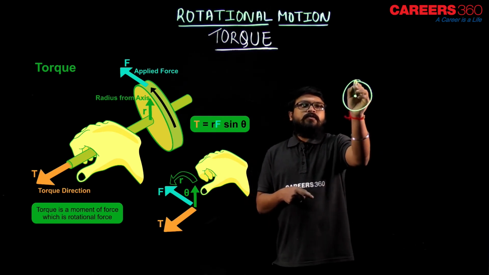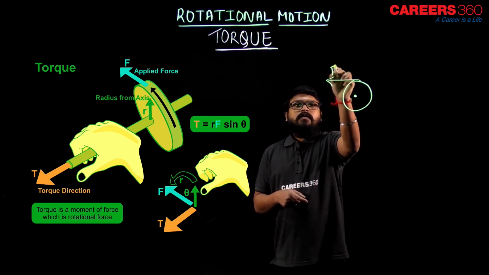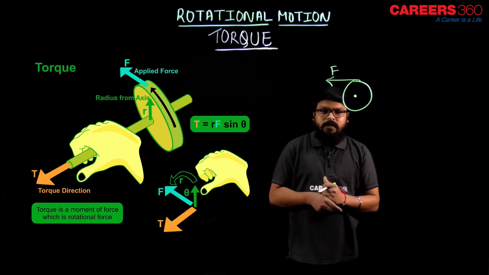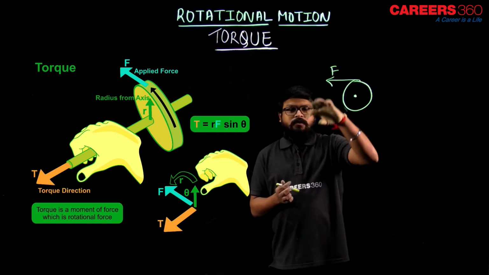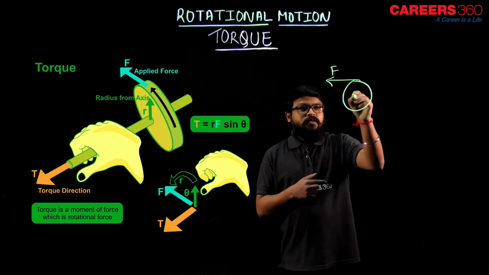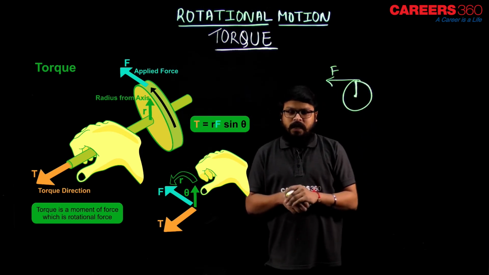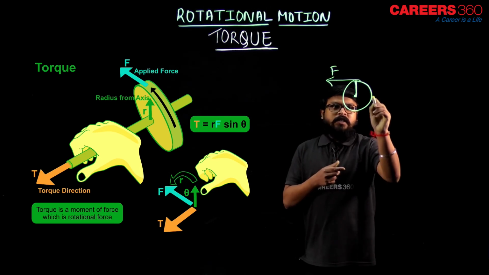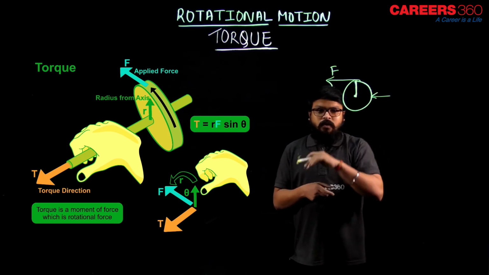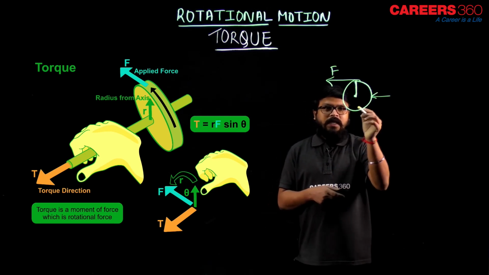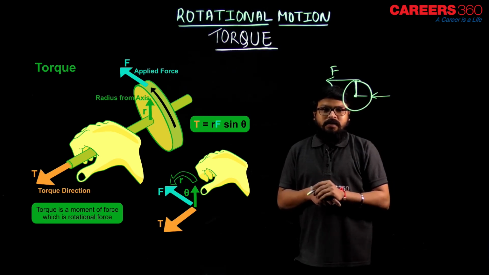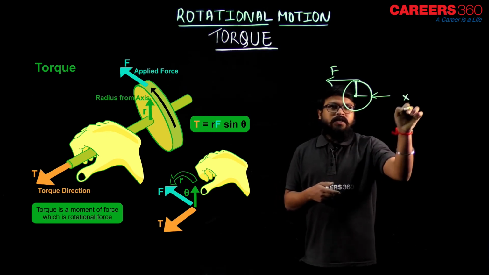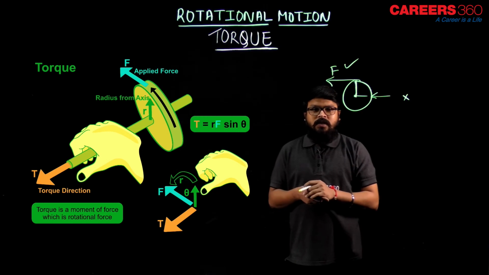So, when you apply force F, the wheel will rotate, isn't it? For that, you need to apply force at a particular distance from the axis of rotation, otherwise you can't rotate it. Suppose you apply force like this, at this particular position, will there be rotation? No, because you are exactly applying at the center. So there would be no rotation, but here there would be rotation, right.